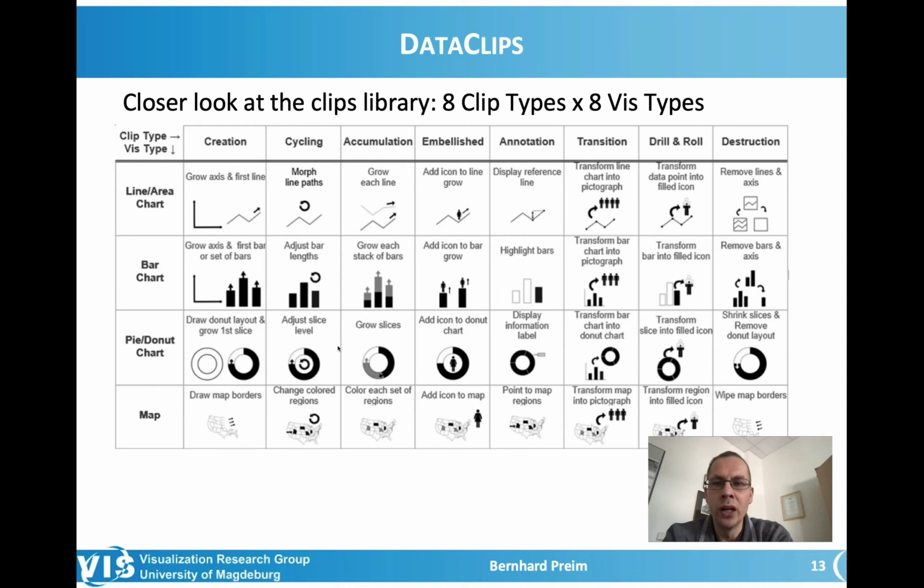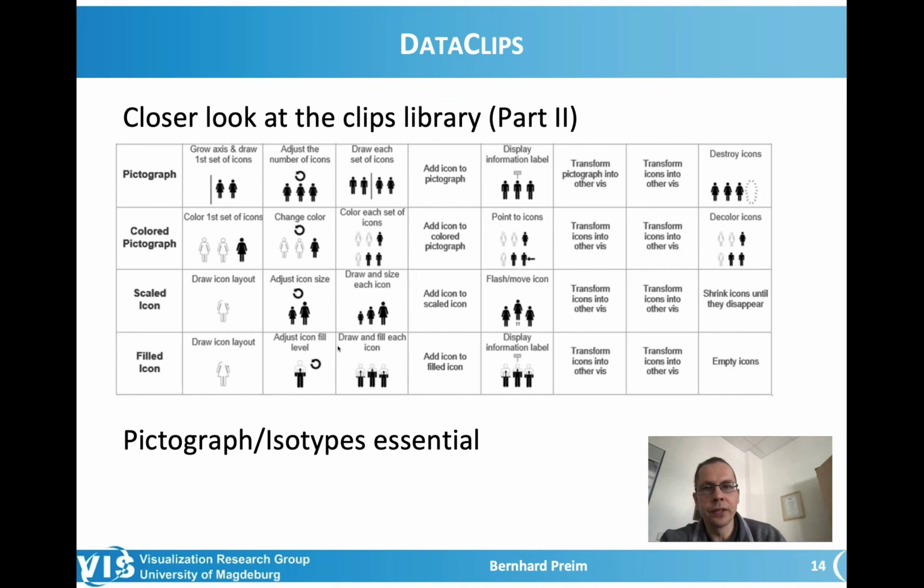So here you see the first 4 visualization types: line and area charts, bar charts, pie and donut charts, and map-based visualizations, and how they can be used for the different clip types. Yeah, what may happen there. And here is the second part, the remaining 4 visualization types. Again, the same 8 clip types.